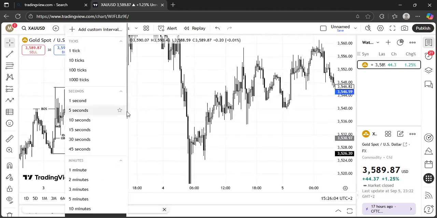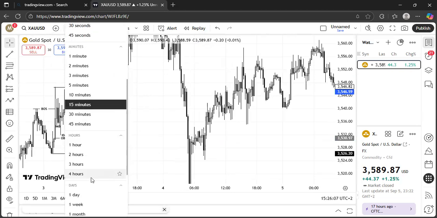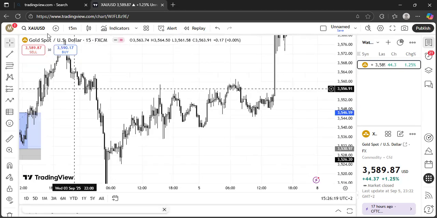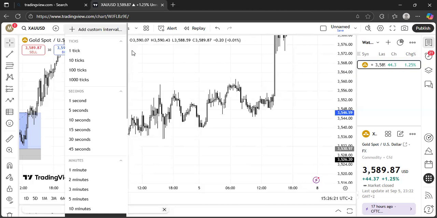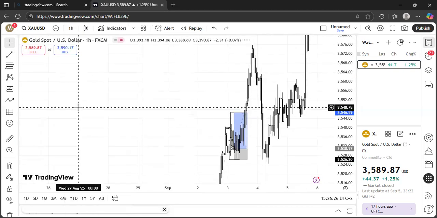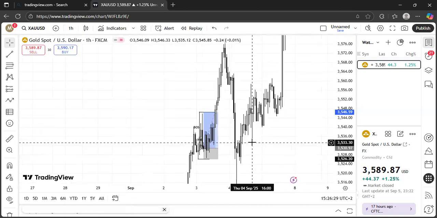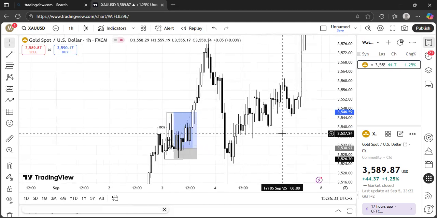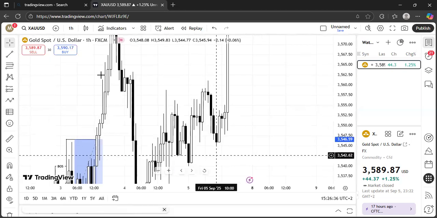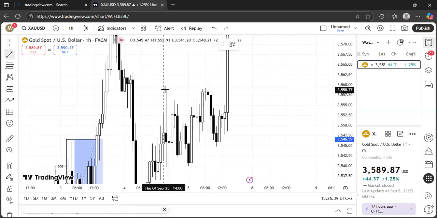But the problem with this strategy is that it is very bad when it comes to trading the news, especially when you're using 4 hour and 1 hour as your higher time frame and lower time frame. It's very complicated to find an entry that way. If you're trading news, I recommend that you use 1 hour as your higher time frame and then 15 minutes as your lower time frame.